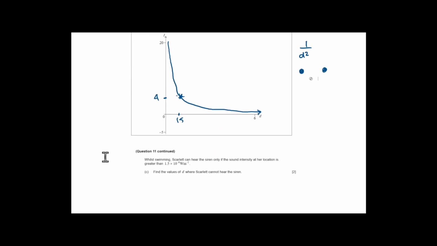Okay, anyway. Moving along. While swimming, Scarlett can hear the siren only if the sound intensity at her location is greater than 1.5 times 10 to the negative 6 watts per meter squared. Find the values of d where she cannot hear the siren. So it's going to be some distance d that's greater than that. So we know that the intensity is given as 9 over d squared.